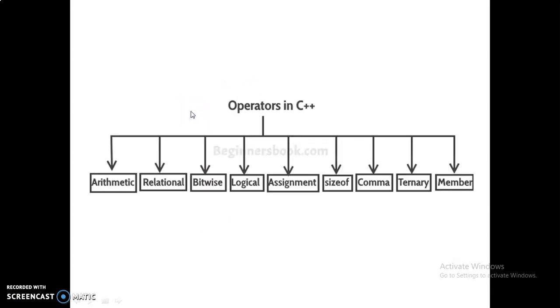First, I am going to tell about the operators that are used in C and also used in C++. The operators in C are arithmetic, relational, bitwise, logical, assignment, sizeof, comma, and ternary operator. The extra new operators in C++ are member referencing operators, scope resolution, and other operators, which I will explain at the end of this video.